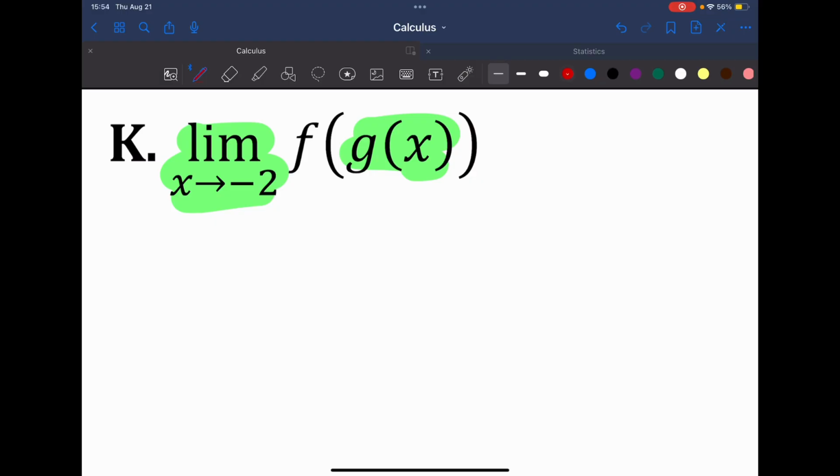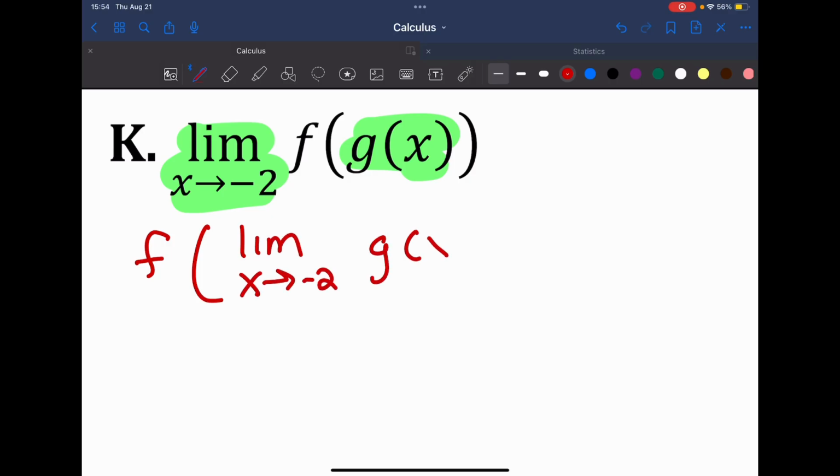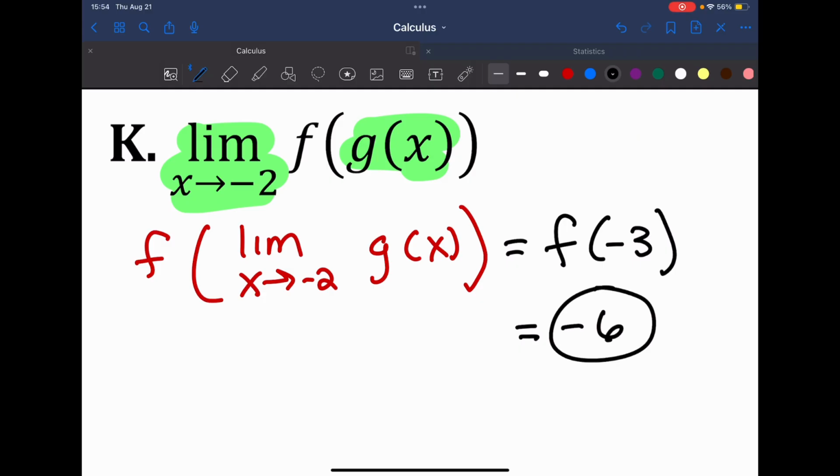So this is going to become f of the limit as x approaches -2 of g of x. And when I solve that, the limit of g of x is -3, so this is f of -3. And here I'm just finding the point. When x is -3, what is y? Well, when you look back up to the graph, you get the answer of -6.